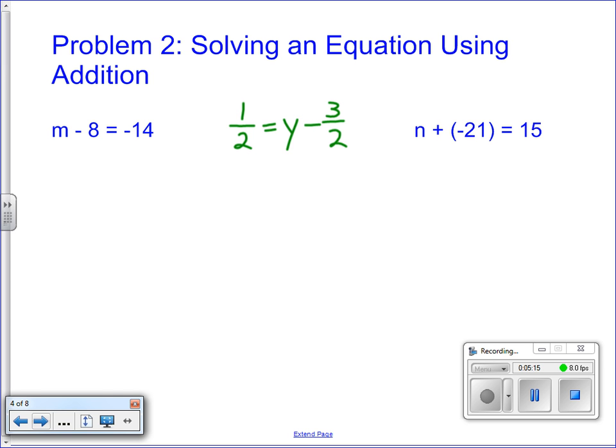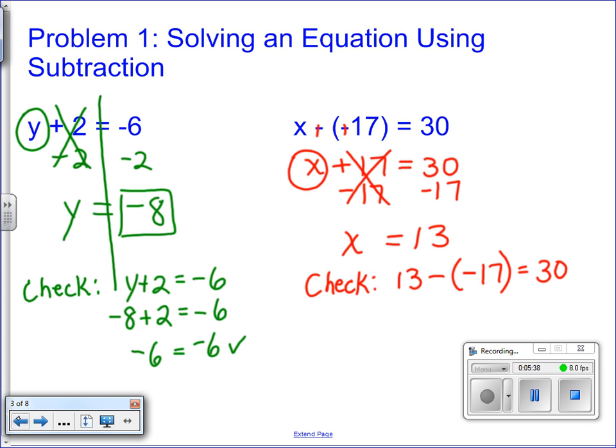All right, in problem 2, we're going to be solving equations using addition. In our first equation, m minus 8 equals negative 14. I'm going to demonstrate a different method of solving equations than we used on the previous two. On the previous two equations, I'm going to go back to those. I call the method that we use the vertical method because we are adding or subtracting vertically. We put it right underneath each side.